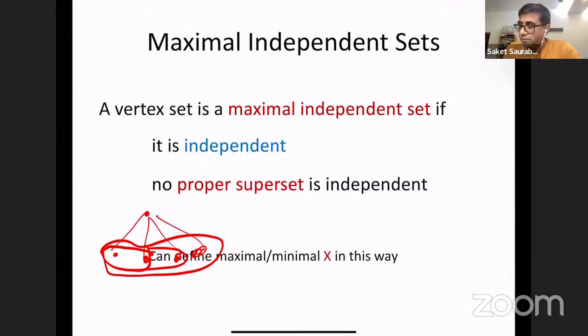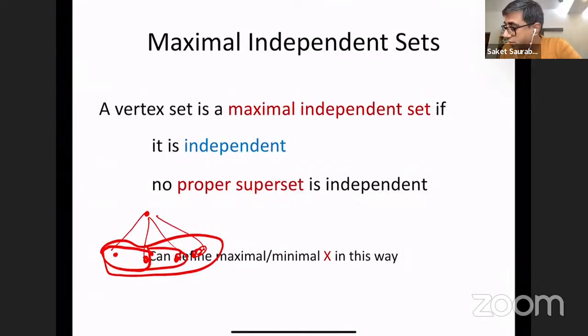Now one can define maximal and minimal in this way. What is minimal? When you say minimal, it means that if I look at any proper subset of it, that does not have the property. This is how you define maximal or minimal objects: it's a set of vertices such that I cannot extend it further, or it's a set of vertices such that if I remove anything, it loses that property. This is how you define maximal independent sets or minimal vertex covers or whatever.